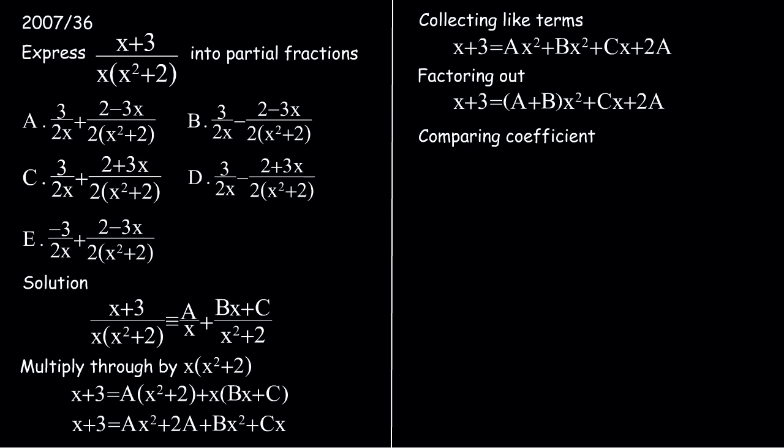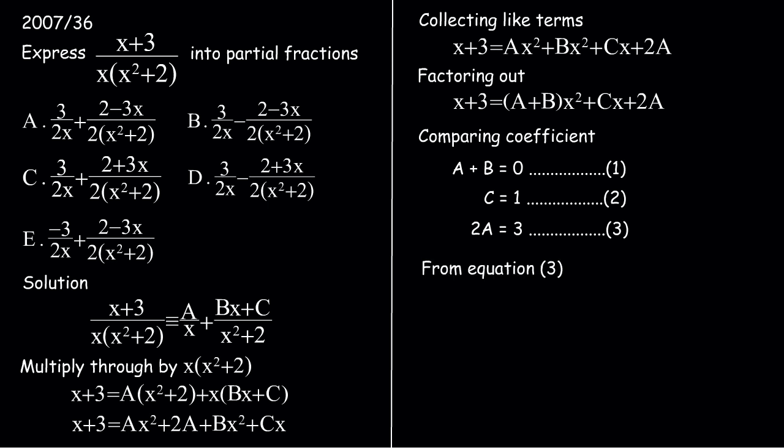Now we are going to be comparing our coefficients on the left hand side and on the right hand side, and doing so we can see that A + B will be equal to 0 because there is no coefficient of s² on the left hand side. C will be equal to 1 because the coefficient of s on the left hand side is 1, and 2A, our constant, will be equal to 3. This will be our equation 1, equation 2, and equation 3, and we are going to be solving this simultaneously.